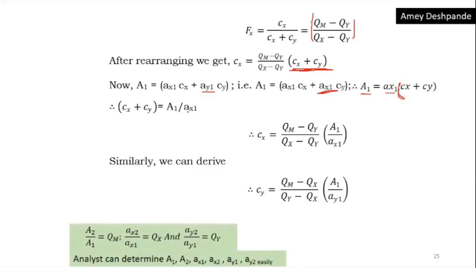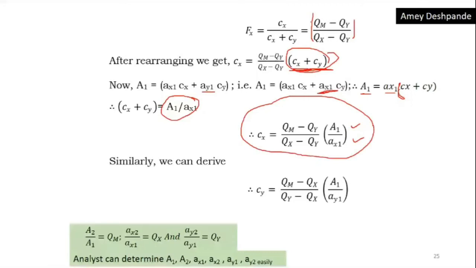So can I replace this over here? Yes, I can replace. So Cx is equal to Qm minus Qy divided by Qx minus Qy multiplied by A1 divided by Ax1. This is the final expression. Now, using this expression, we can find out Cx.